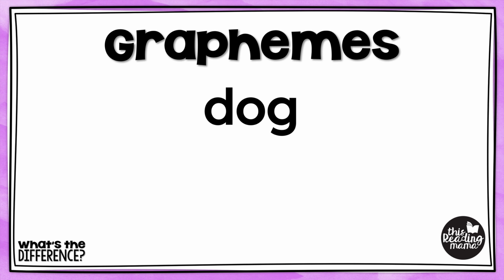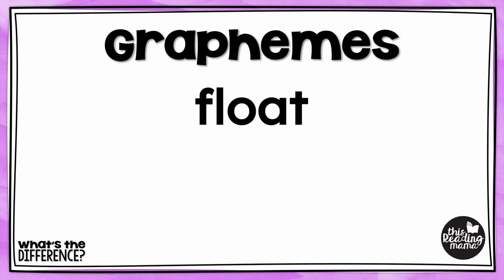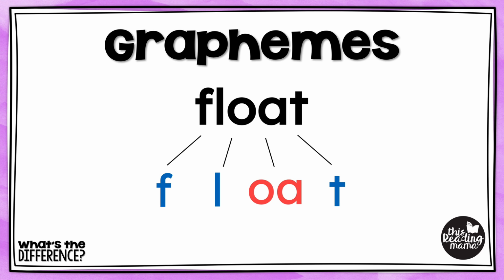All right, let's look at some words. The word dog, for example, has 3 graphemes, D, O, and G. Whereas float has 4 graphemes. We have F, L, the OA goes together, and the T. And remember that OA makes one sound, O, so it's considered one grapheme.